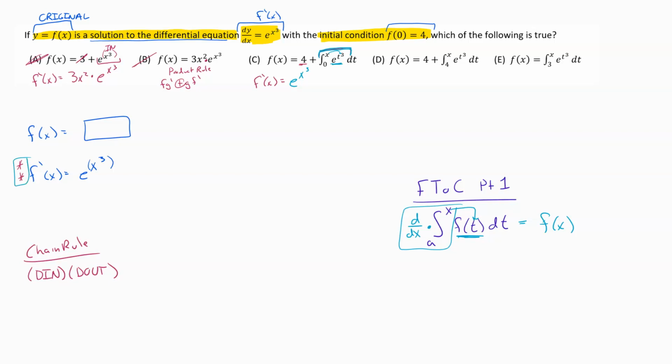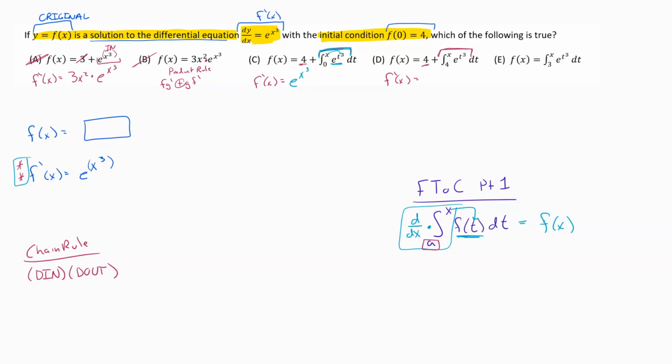Going on to D, again, the derivative of 4 is a constant, so it's going to go away. And then as I come to do this next piece, again, any number can be on the bottom here. So this is, again, going to be that Fundamental Theorem of Calculus Part 1.